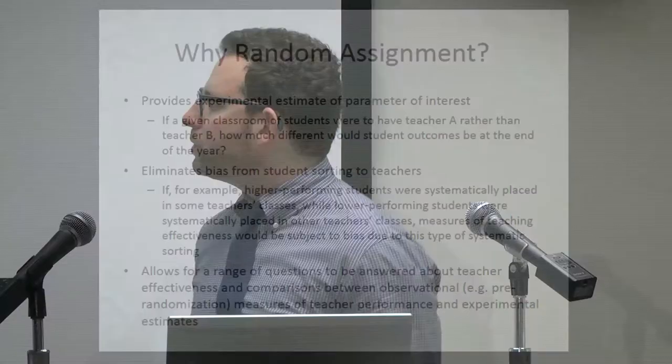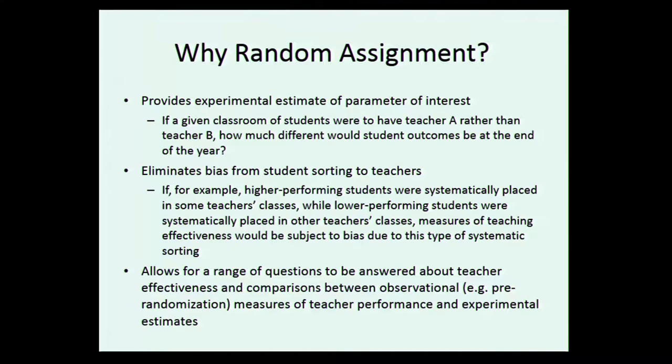So for example, if higher performing students were systematically placed in some teachers' classes, while lower performing students were systematically placed in other teachers' classes, measures of teaching effectiveness are going to be subject to this sort of sorting bias, right? Let's imagine that in year one, where there was no random assignment of teachers to classes, higher performing students were grouped in classes, and those classes were systematically placed with, let's say, higher performing teachers, right?